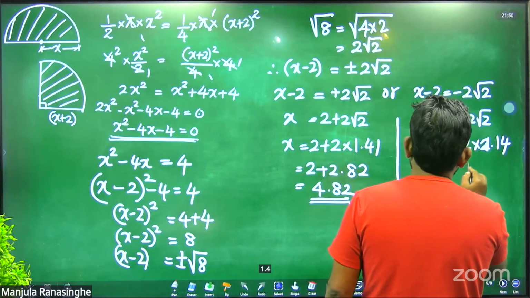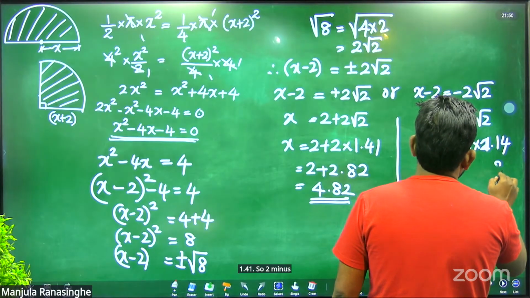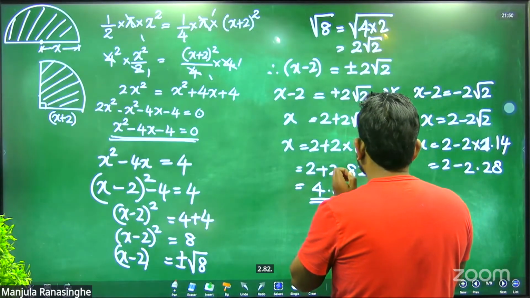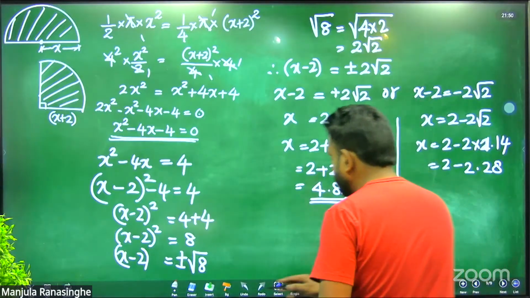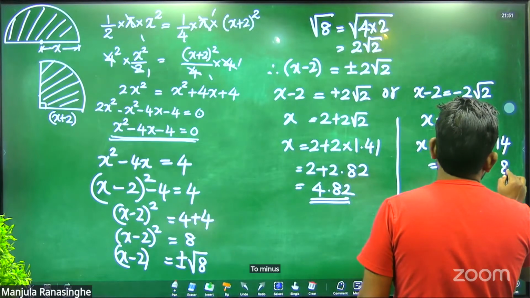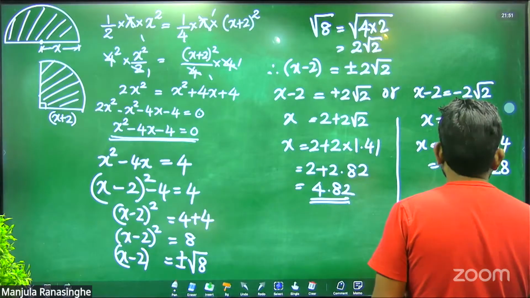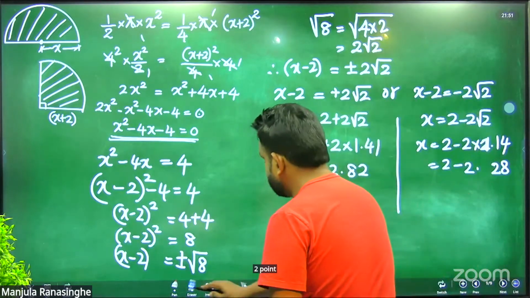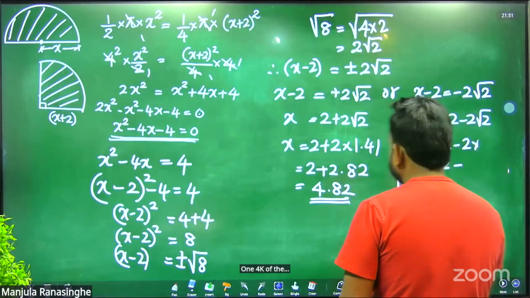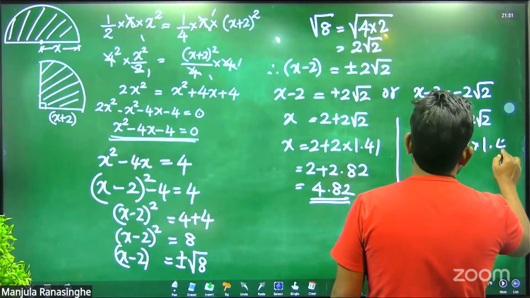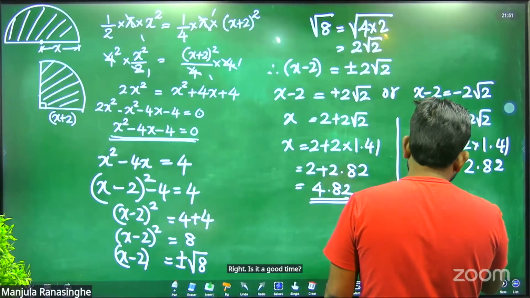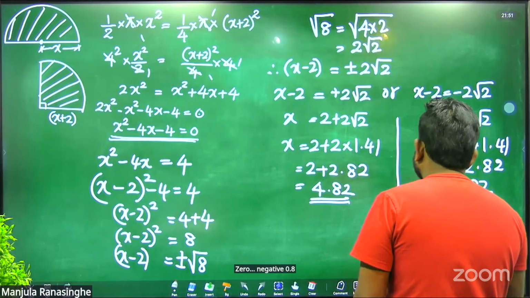Okay, then here the answer comes: x equals 2 minus 2 into 1.41. So 2 minus 2.82, which gives negative 0.82. Okay.